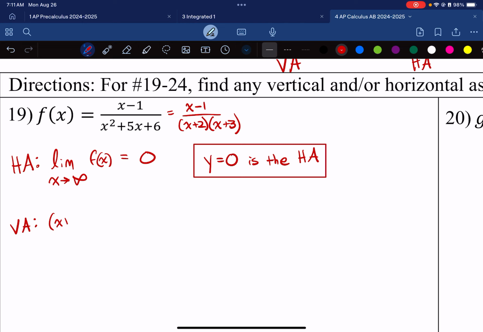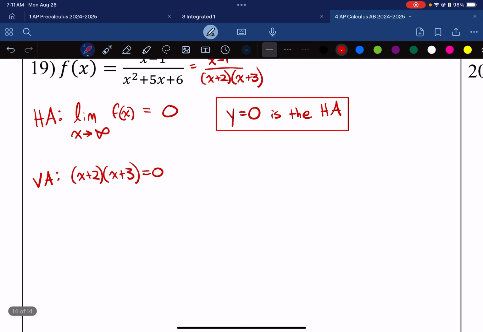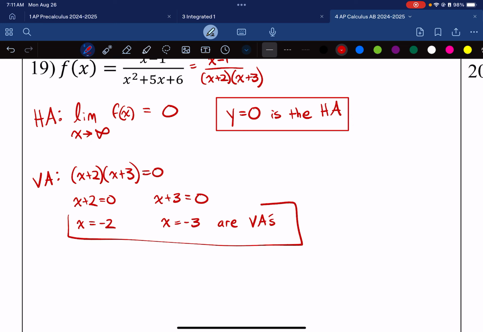I can say this is x plus 2 times x plus 3, set that bottom equal to 0, and using the zero product property, I'll show all my work on number 19, but I'll skip over it in future problems. I can say that x plus 2 is equal to 0 or x plus 3 is equal to 0. Both of those are valid solutions because if this is 0, it doesn't matter what's over there. If this is 0, it doesn't matter what's over there. So subtract 2 on both sides, x is equal to -2 and x is equal to -3. Those are both our VAs. They're vertical asymptotes.